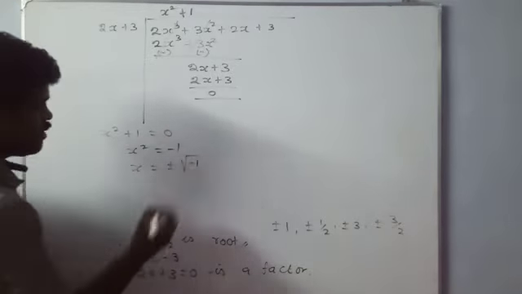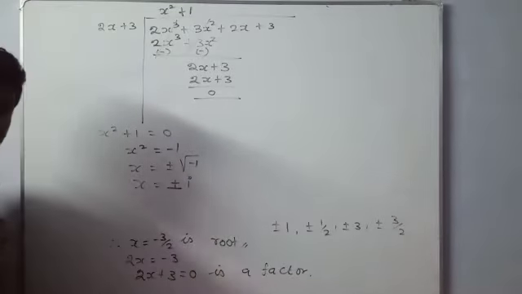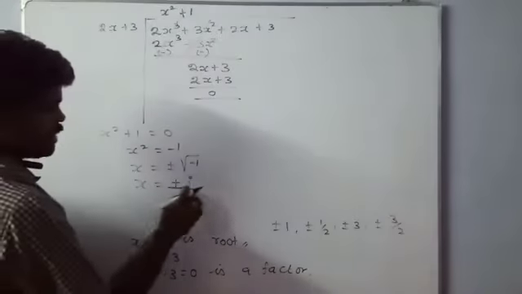Therefore, x is equal to root of minus 1, which means what? Plus or minus, it is a complex number. The root of minus 1 is a complex number which is called i. So x equal to plus or minus i. So totally 3 roots. The one root is x equal to minus 3 by 2 and the other 2 roots are plus i and minus i.